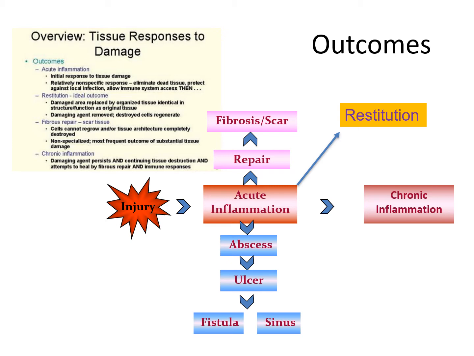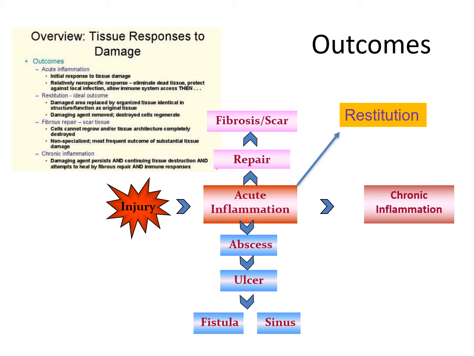Another outcome shown going above or superior from the acute inflammation is fibrous repair. We sometimes think repair is what we want, but it's fibrous repair, meaning we're getting scar tissue. In this case, the cells cannot regrow and/or the tissue architecture has completely been destroyed, and we get a lot of collagenous fibrous connective tissue.